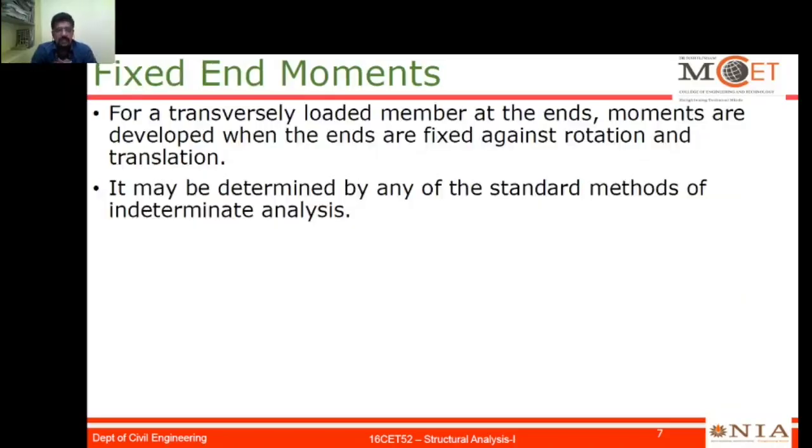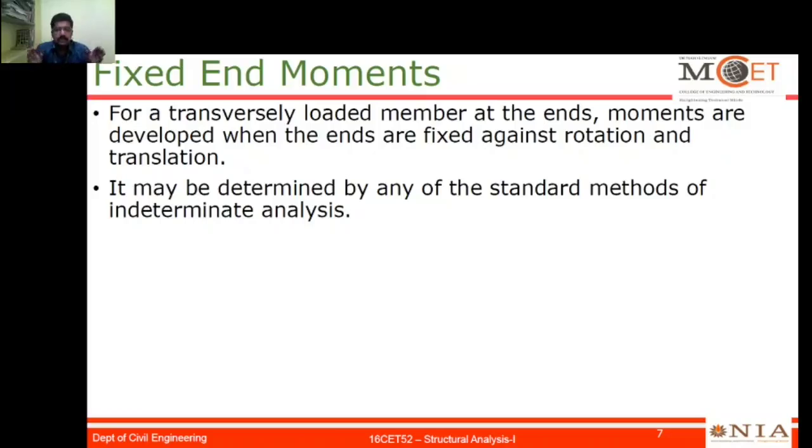So next, what are fixed end moments? For a beam, if you take a member and apply a transverse load, I think I have already explained what a transverse load is. Transverse means that we apply the load perpendicular to the axis of the member. So for a transversely loaded member, moments are developed at the ends. Generally, fixed end moments means the moment which is developed at the fixed end. So how is it generated?